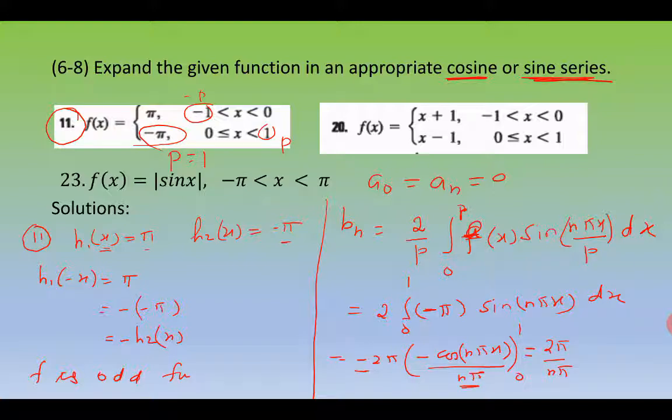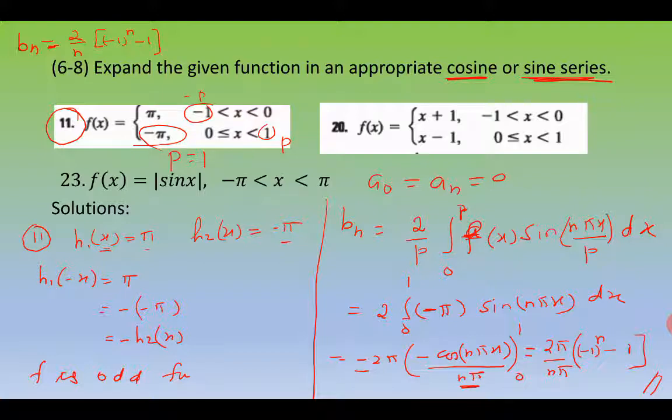Now substitute upper limit x equal to 1. Cosine n pi is minus 1 to the power n, minus cosine 0 will give you 1. So this is your bn. When you simplify, bn becomes, pi can be cancelled, 2 over n times minus 1 to the power n minus 1.